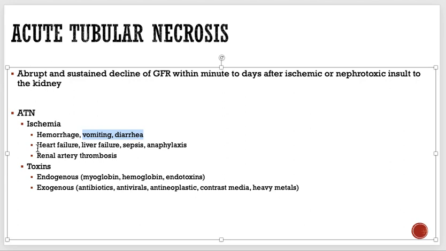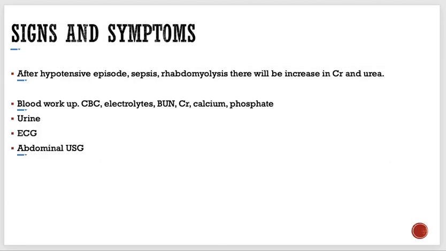On examination, we will see the signs of heart failure, renal failure, liver failure, and on investigations, you can rule them out. Clinical features can tell you about anaphylaxis. On investigation, you can rule out renal artery thrombosis or myoglobinuria or hemoglobin or endotoxins, right? So that's why we go for all these investigations to rule out all these causes.